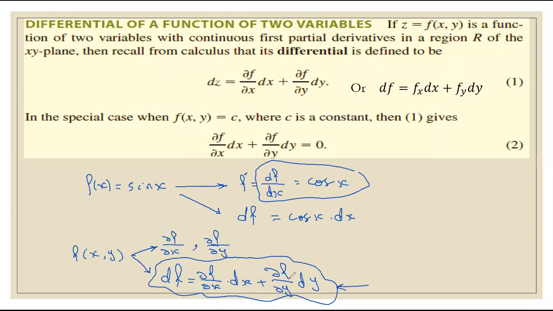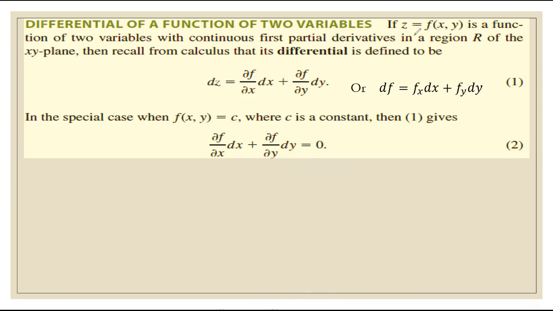So did you get the idea now? What is the difference between derivative or differentiation and the differential? And take care that for a function with two variables, there is no differentiation, no derivative, but there is partial derivative and also there is differential. Is it clear what is the difference between differentiation and differential? Is it clear? Yes. Yes. Great.